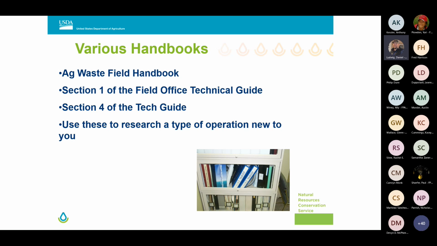We have various handbooks and sources of information out there. So again, we're talking about our ag waste system here. So we do have the ag waste field book, section 1 of the technical guide. So we used to have a website, but now we're being forced to put all our technical information that was on the website into section 1. And I know Tim and Paul will be working on that. Obviously, section 4 of the tech guide, where we have all our practices and supporting information.